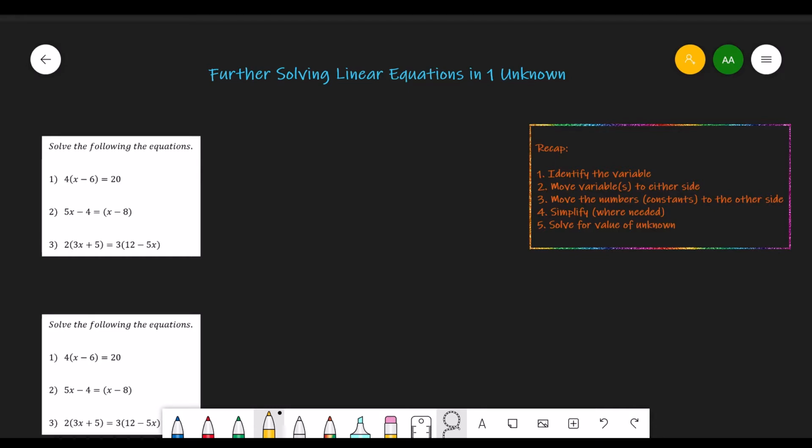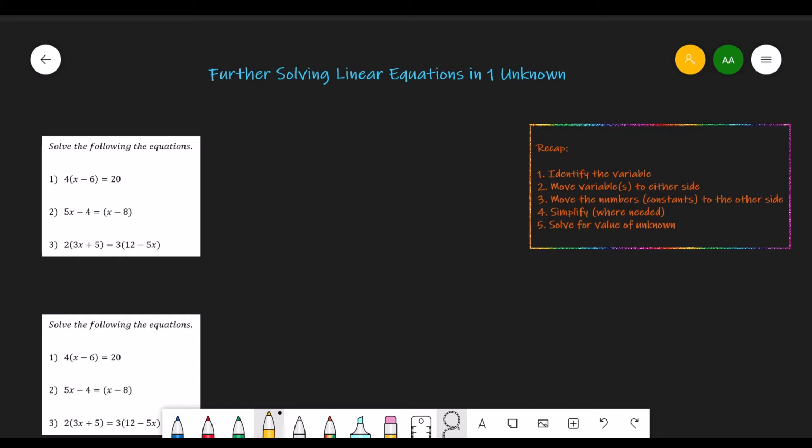And what comes next is you move your numbers, your constants, to the other side. Let's say you move your variables to the left hand side, so your numbers will move to the right hand side, and vice versa. And the next one is to simplify wherever needed. Simplify means maybe you need to add some terms, subtract some terms, and so on. And lastly, we proceed to solving for the value of your unknown. Find the value of your variable. So we will follow these 5 steps in solving equations.